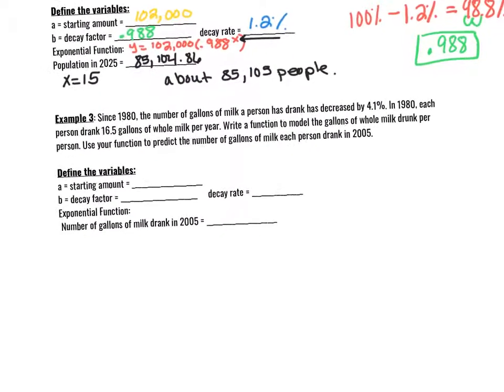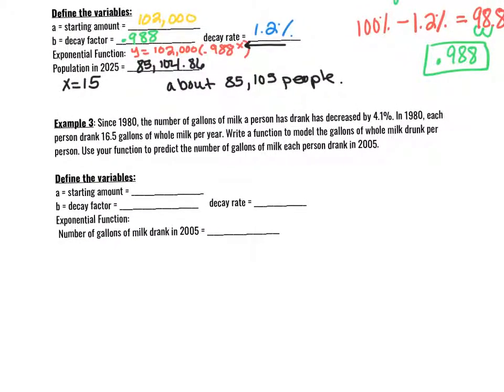Okay, last one. Since 1980, the number of gallons of milk a person has drank has decreased by 4.1. We're just going to assume, for the sake of this walkthrough, that it's decreasing by 4.1%, let's say each year. So go ahead and write that on your paper. In 1980, each person drank 16.5 gallons of whole milk per year. So that seems like it's our starting amount. Write a function to model the gallons of whole milk drunk per person. Use your function to predict the number of gallons of milk each person drank in 2005.